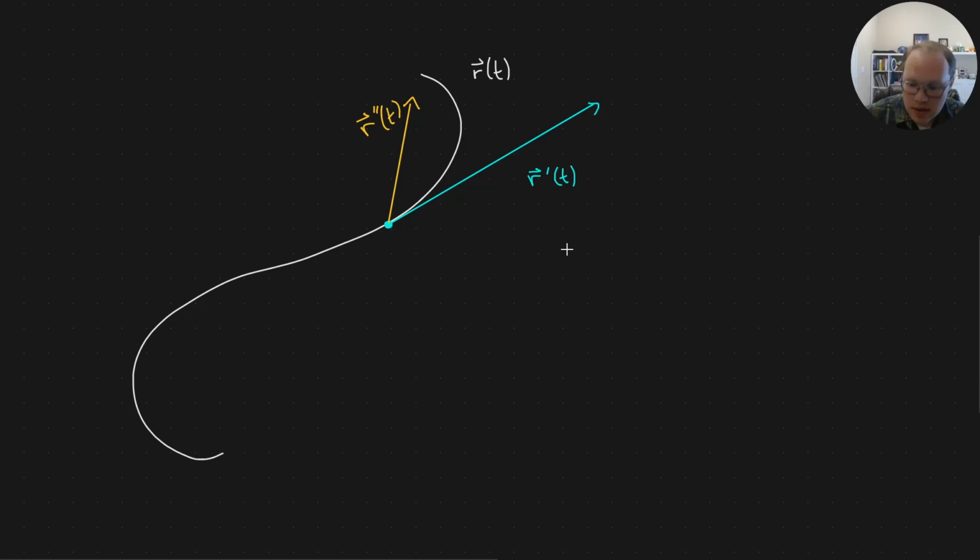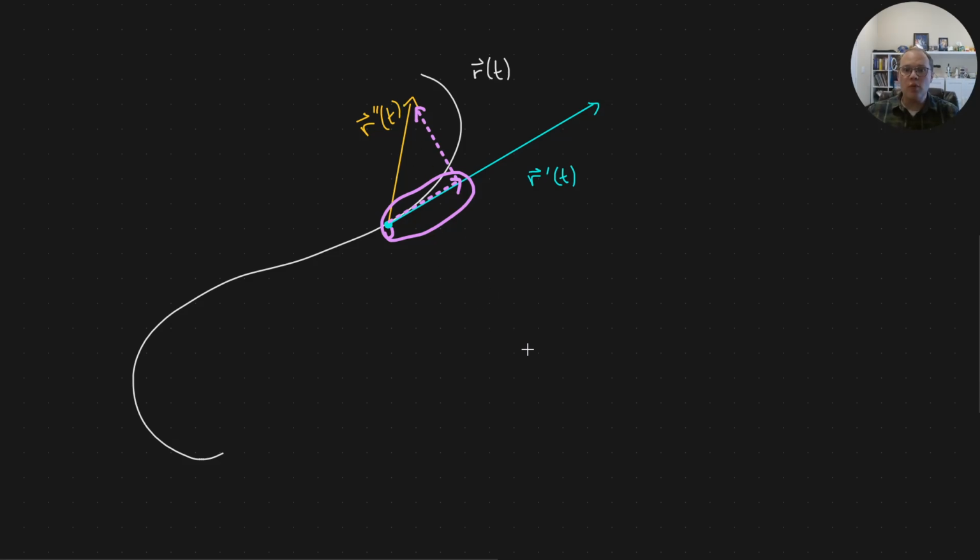Something like this. And we could break this into two pieces, two components. A component in the direction of the unit tangent vector, and a component in this direction. Now this first component is telling us how the magnitude of r prime is changing. In practice, if we're tracing out the curve, this is telling us how the speed is changing.